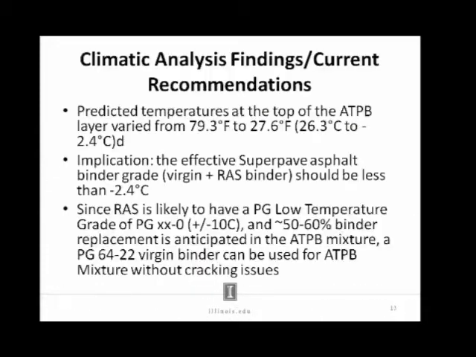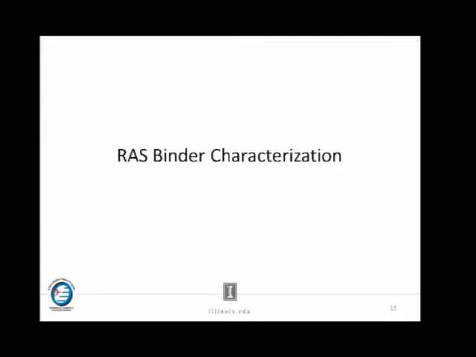But when we talk about reasoning, if we include RAS in the ATPB layer, the predicted temperature was minus 2.4 C, and the implication is that the effective Superpave asphalt binder grade should be less than minus 2.4 C. So when we have a virgin PG 64 minus 22, and we replace some of that with a RAS binder, we expected that the effective binder grade would still remain below this minus 2.4 C, and we expected that maybe 50 to 60% binder replacement would be acceptable. And so they went ahead with that. That provided enough reasoning to move ahead with the ATPB and assume no cracking would occur.